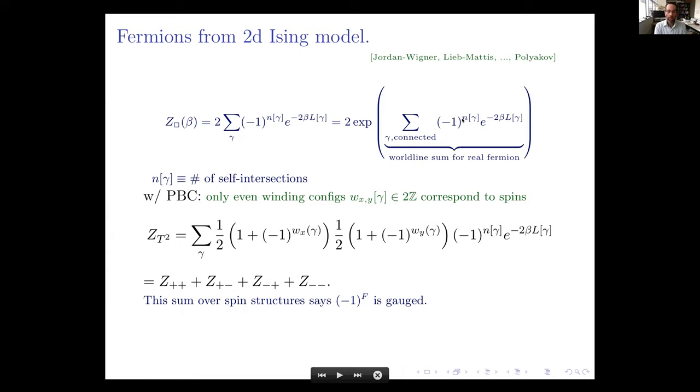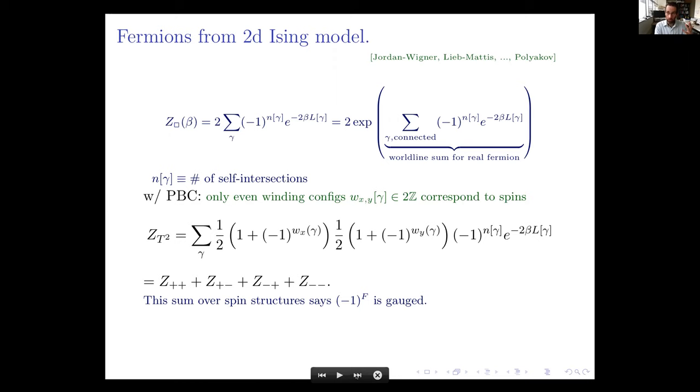Another consequence of that is that with periodic boundary conditions, only even winding configurations actually bound some region of up spins. The walls have to be simply connected. And so in the partition function on the two torus, we have to insert these projectors onto even winding configurations, which you can recognize as the sum over spin structures on the two torus. That is, the fermion number is gauged. The 2D Ising model doesn't actually have any fermionic excitations. Okay, so that's the nice story in two dimensions of how the domain walls actually describe fermion world lines.